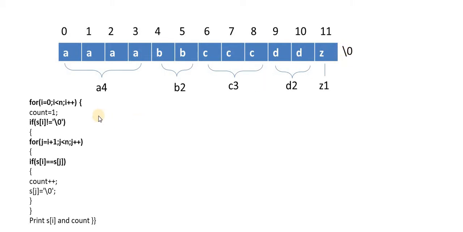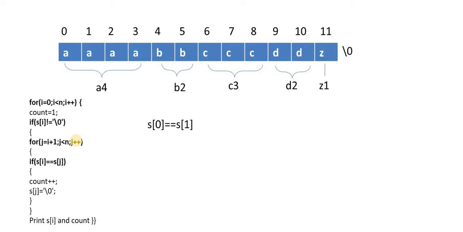Suppose s of i is not equal to 0, then it goes to the second for loop. We start from 0, and the string was not closed at 1, it closes after 11. That's why we enter the second for loop. The second for loop covers the columns, so j is equal to i plus 1. The i value is 0, so j is equal to 0 plus 1, j is less than n, the length of the string, and j plus plus. After that it enters the if condition.